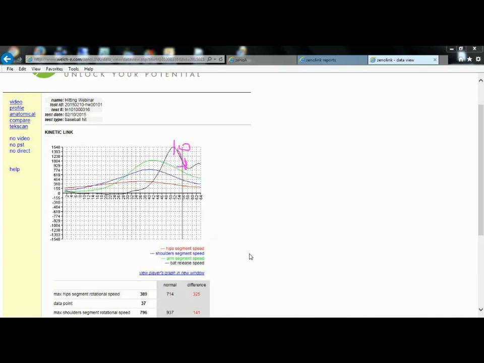So we can pretty quickly say we've got a lower body power issue, we've got an upper body coordination issue. And we can get right to the point very quickly, and we can even start to define what those issues are right off of this graph.